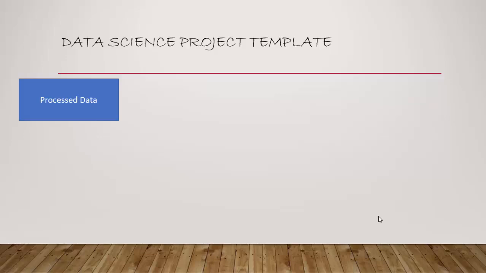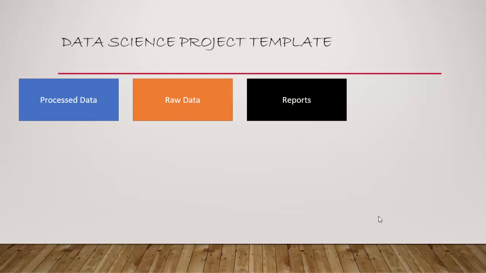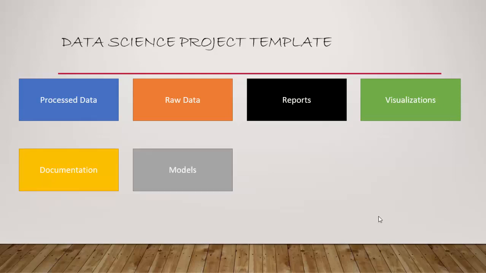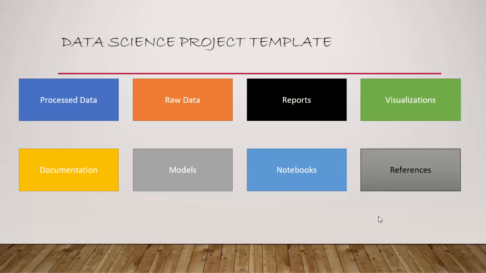The first one is obviously data, and we've got a lot of data: processed data and raw data. We've got some reports. We've got some visualizations which we might have created in R or Python or some other visualization tool. We've got some documentation, some models that we have built, some notebooks, and some references. All of these components, we need to structure as part of our IT project.